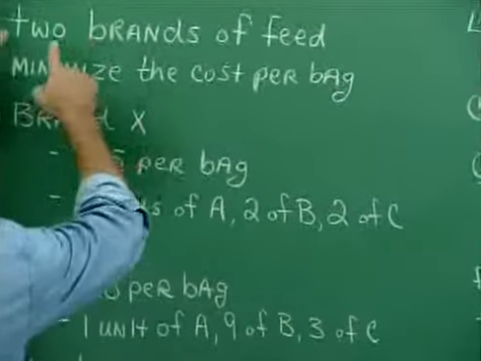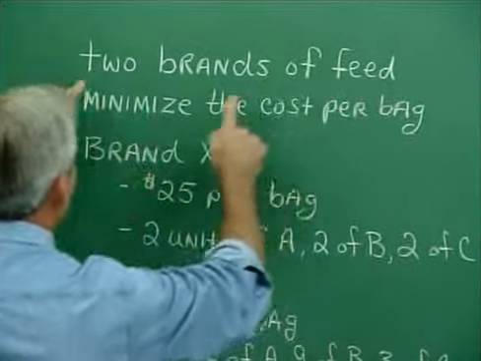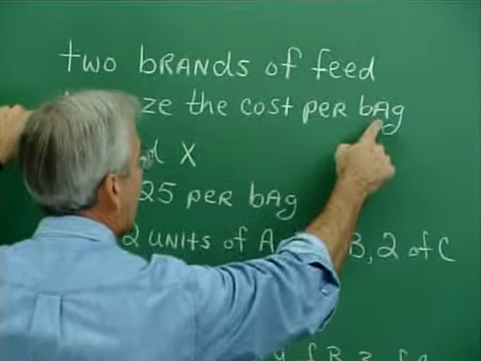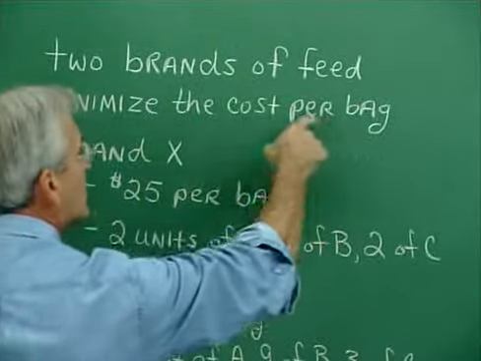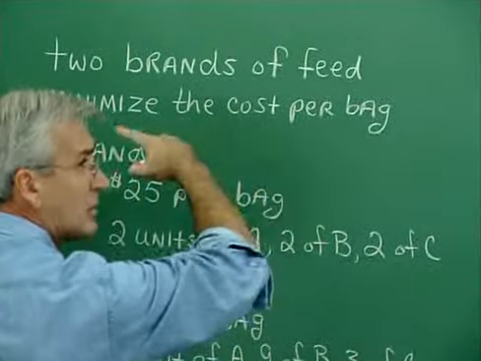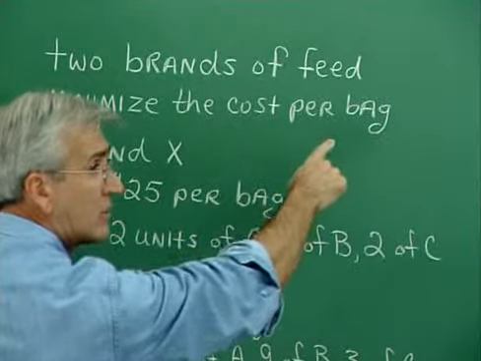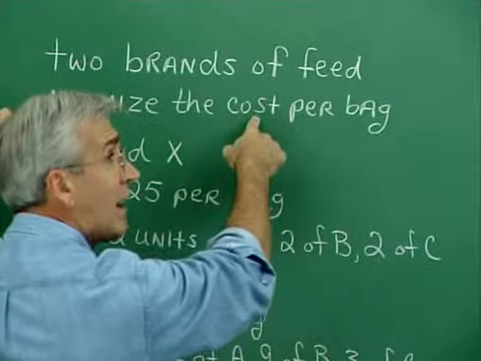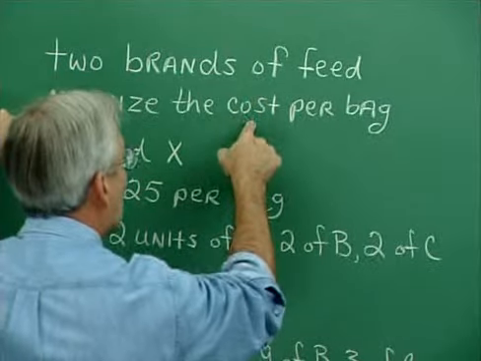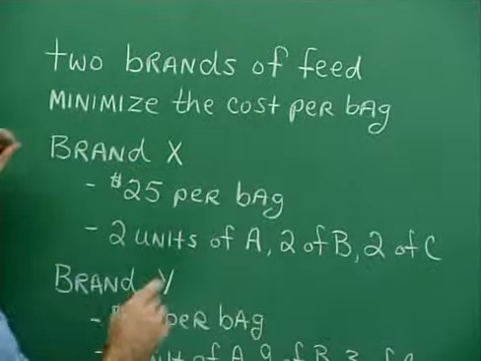All right, we have two brands of feed, and we want to minimize the cost per bag. Now, minimizing the cost per bag, that is going to be the essential ingredient in our objective function. That is, our objective function is going to involve cost. And so we need to write an equation involving cost to get that objective function. All right, let's read through.